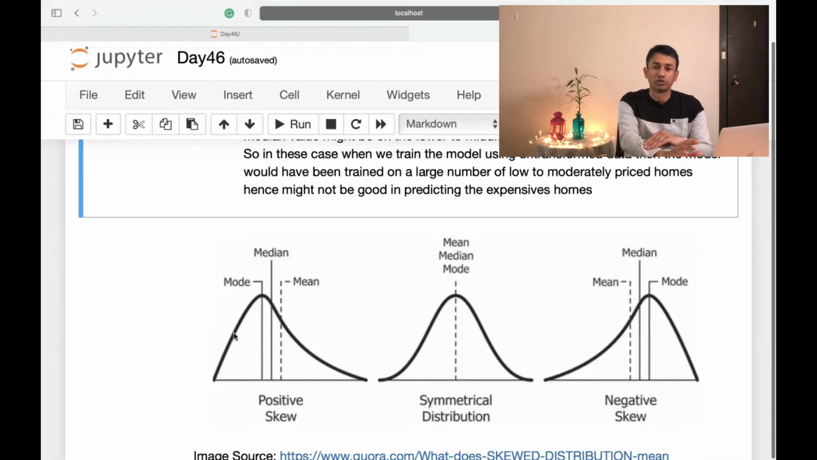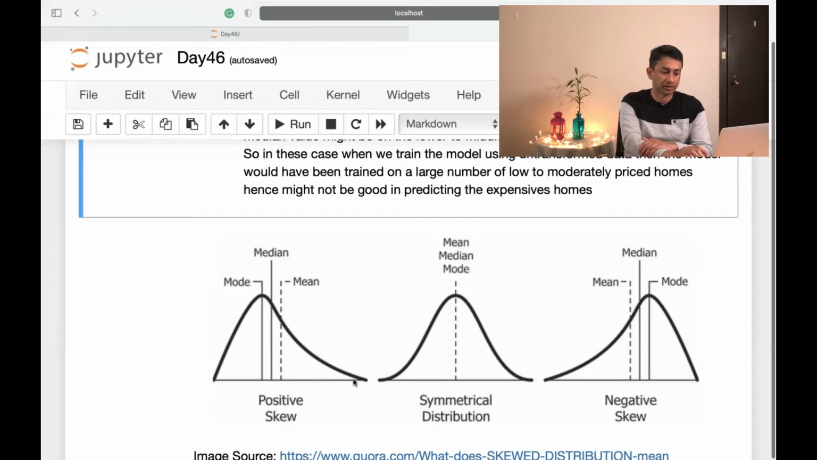If I take housing price as an example, it is a data point which is positively skewed, meaning that we have a large number of values towards the low to moderate range, but there would be some extremely high values towards the right hand side as well.